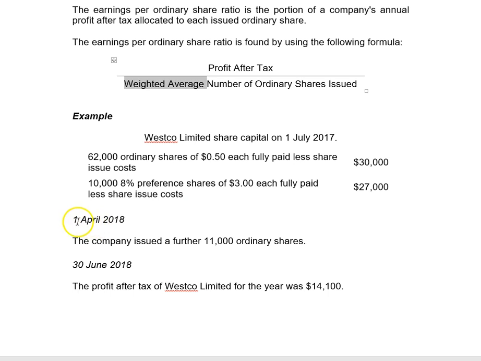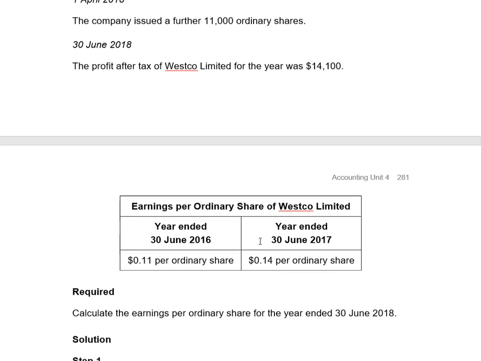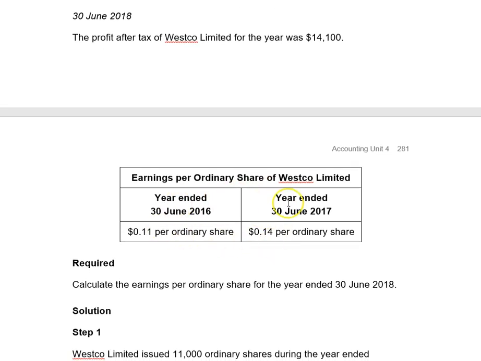On 1st of April, they issued a further 11,000 ordinary shares. That's during the year. And then 30th June, this is the profit after tax, which is already given. So this is fine. Now the problem is, how do we find this? They've given you the earnings per ordinary share for the previous 2 years, and they want you to calculate for the year ended 30th June 2018. So this is more like a comparison base. You basically need to compare your answer with these two amounts to see whether the trend is going up, down, or is it the same.